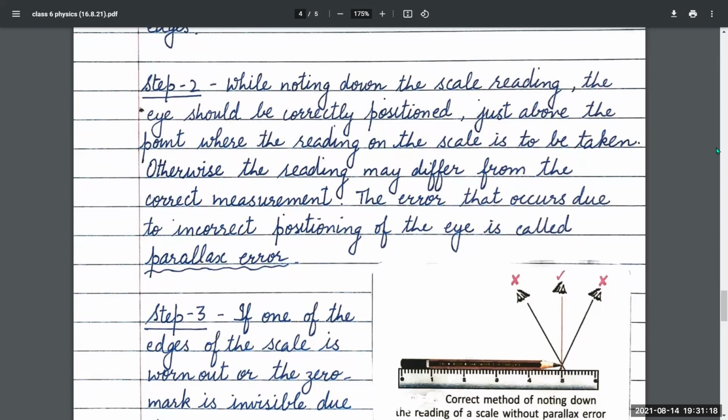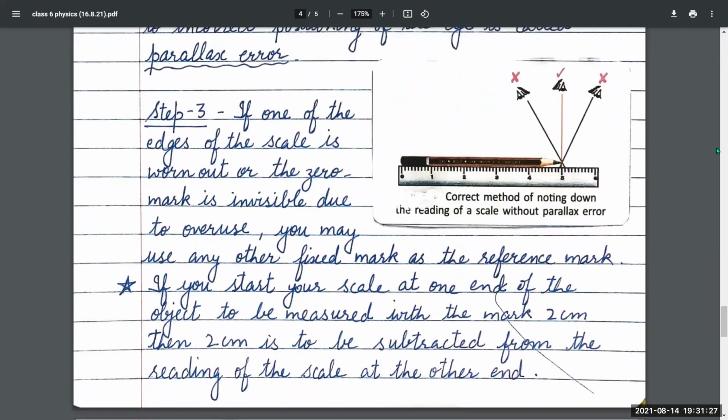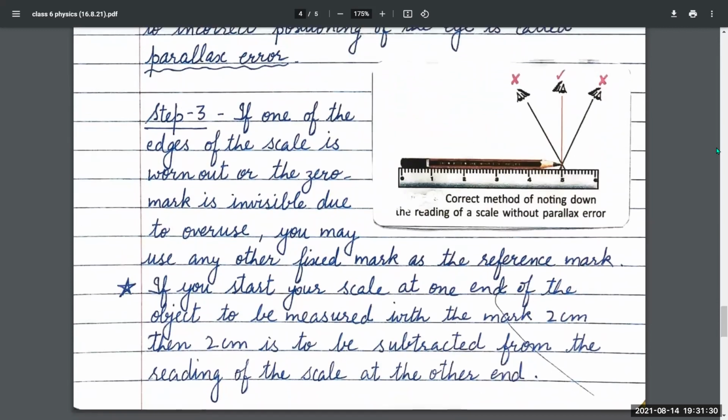The error that occurs due to incorrect positioning of eye is called parallax error. If one of the edges of the scale is worn out or zero mark is invisible due to overuse, you may use any other fixed mark as the reference mark. If you start your scale at one end of the object to be measured with the mark 2 centimeter, then 2 centimeter is to be subtracted from the reading of the scale at the other end.